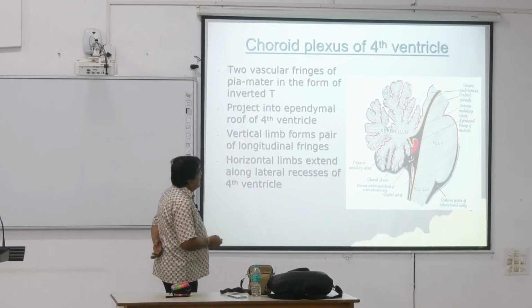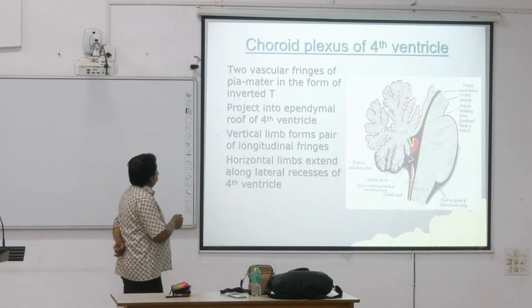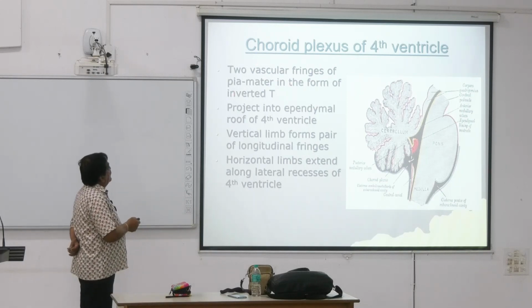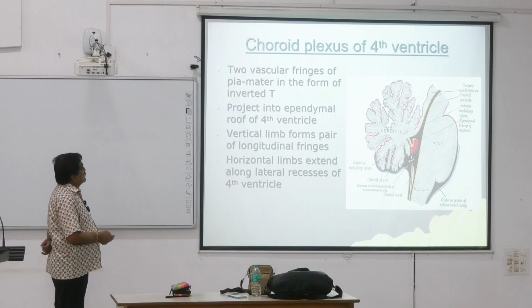Now, choroid plexus of the fourth ventricle. This is the cerebellum. Medulla, pons, and the choroid plexus here. Now, two vascular fringes of pia in the form of an inverted T project into the ependymal roof of the fourth ventricle. Vertical limb forms a pair of longitudinal fringes. Horizontal limbs extend along lateral recesses of the fourth ventricle.